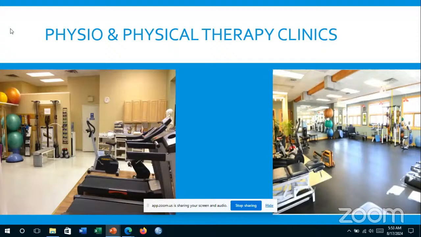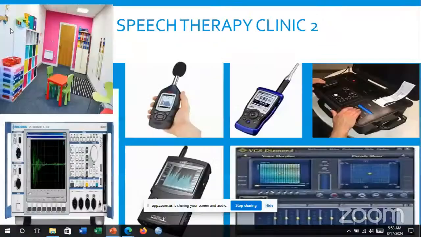Fluency machine, all of them are supposed to be part of the equipment to set up for speech therapy to be running effectively.